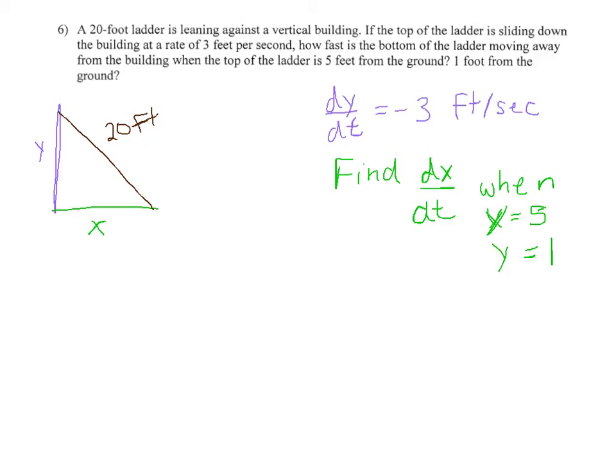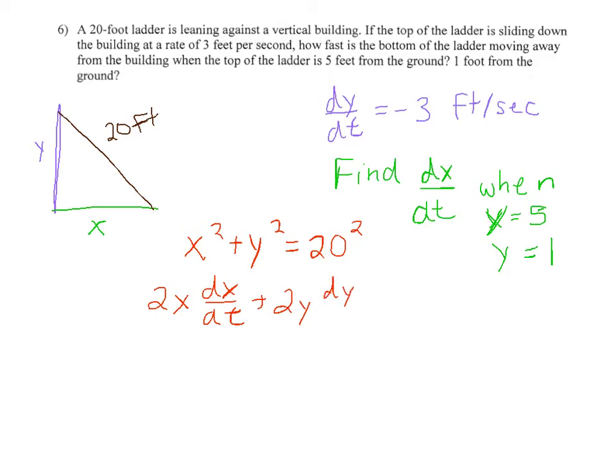So we need to write an equation that would relate all the variables, and since we're working with a right triangle, we can use the Pythagorean theorem. So I'm going to have x squared plus y squared equals 20 squared. And take the derivative of that, which would give me 2x dx/dt plus 2y dy/dt equals 0, since 20 squared is just a constant.